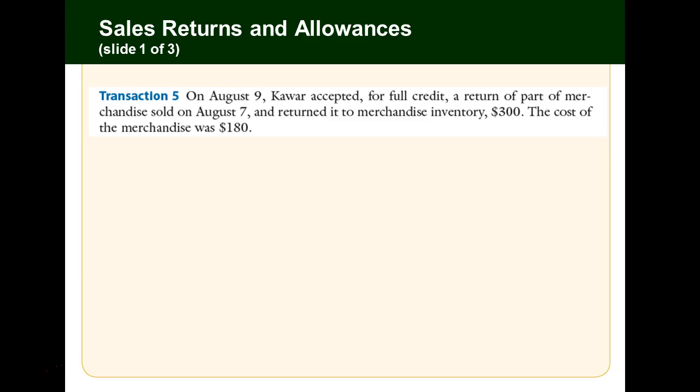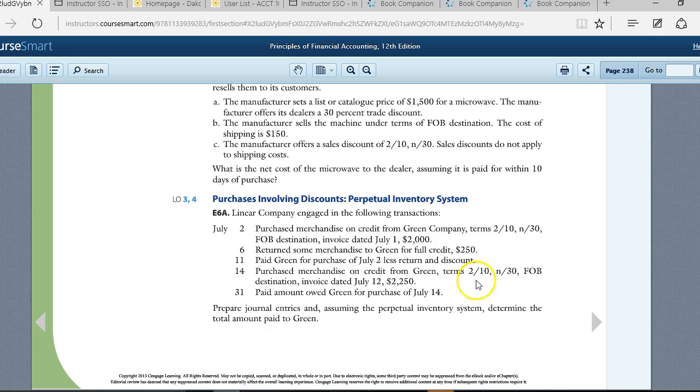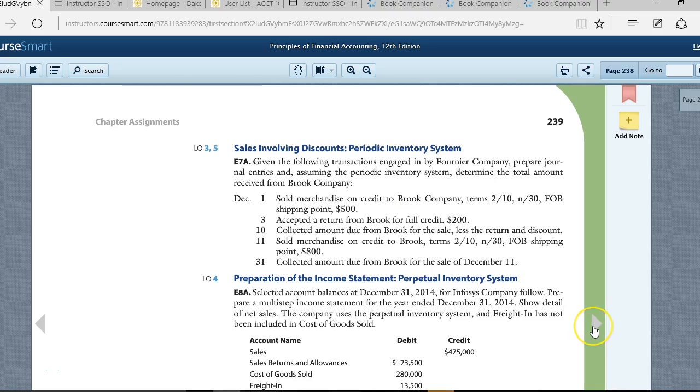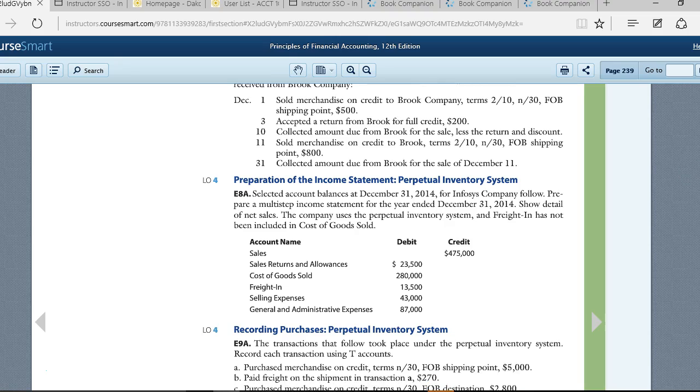What I'd like to do is still stay under this method, the perpetual system, but let's show it on the other hand. That example showed how we purchase goods. Let's show how we sell goods under this method, okay?